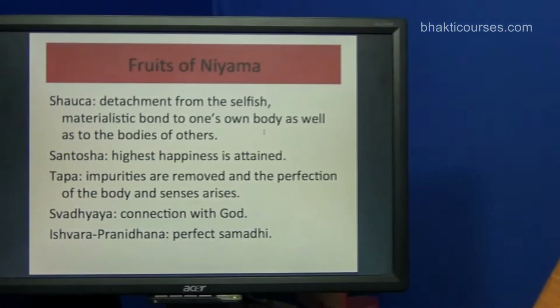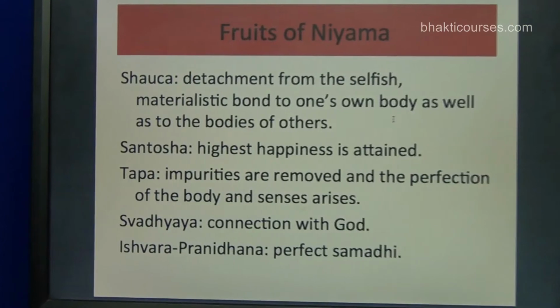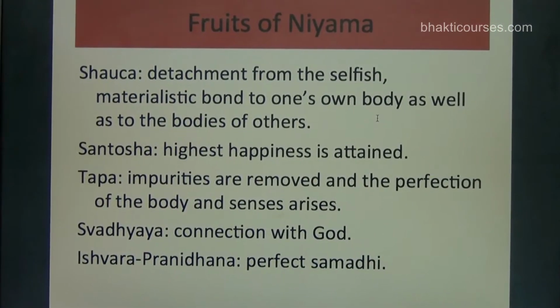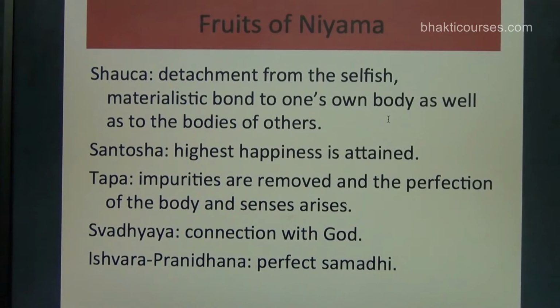Now let us look at the fruits of niyama. So yama and niyama are the first two aspects of Ashtanga Yoga. Niyama has five aspects: Shaucha, Santosha, Tapas, Swadhyaya, Ishwar Pranidhan. Shaucha is cleanliness.